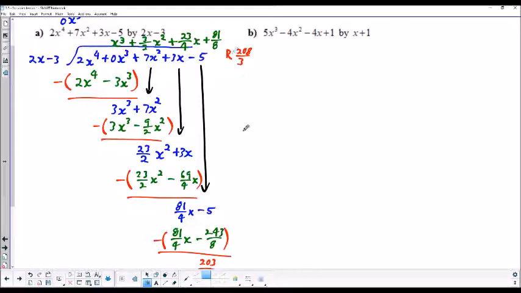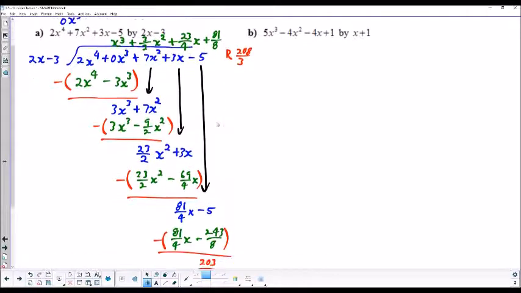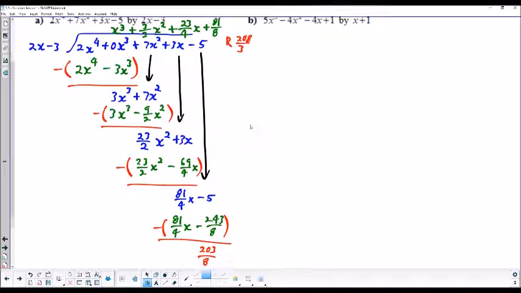Okay. All right, so we've done all that division. That's a bit of a pain with all the fractions, but it's necessary to see how some of these questions can be involved. And we want to write the division statement for this. So we're going to take the divisor, multiply by this quotient, add the remainder, and that will equate to the original dividend.